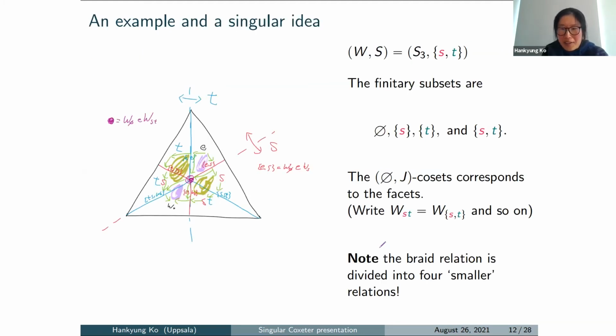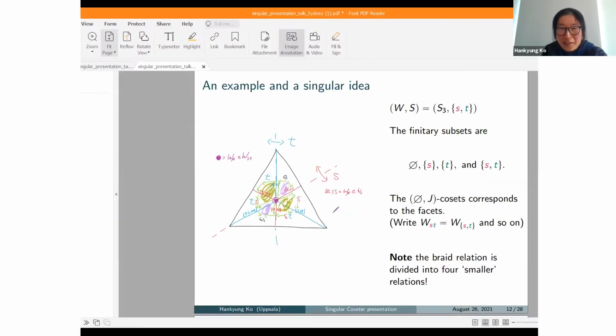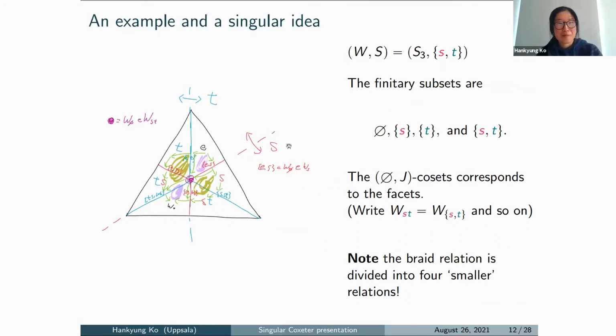Okay, so I cannot see the... is there a question so far?